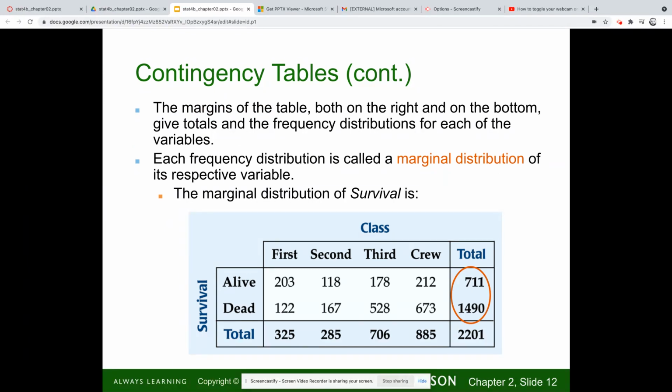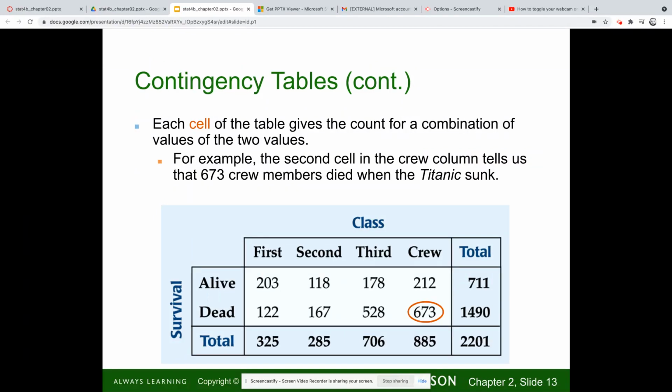So the margins of the table, both on the right and on the bottom, give totals and the frequency distributions for each of the variables. Each frequency distribution is called a marginal distribution of its respective variable. So the marginal distribution for survival is 711 alive, 1490 passed away. Each cell in the table gives a count for the combination of the two variables. So there were 673 crew members that passed away.